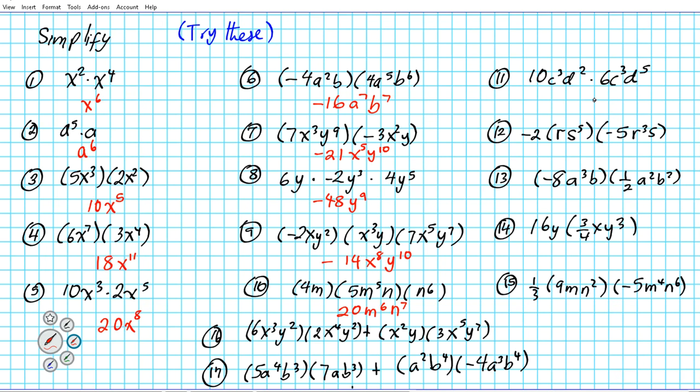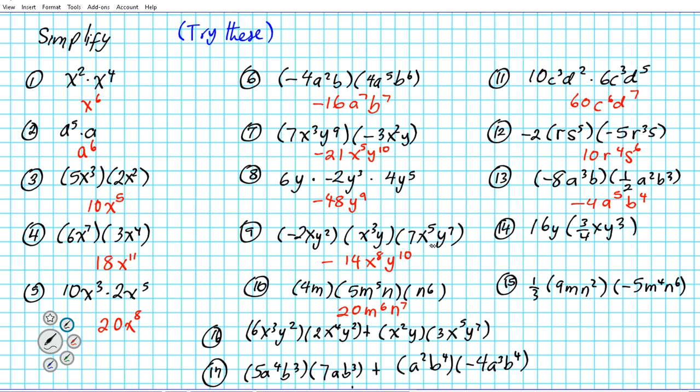For number 11, the answer is 60c to the 6th power, d to the 7th power. And then for number 12, the answer is +10 r to the 4th power, s to the 6th power. For number 13, the answer is -4 a to the 5th power, b to the 4th power. Okay, that's the 3 right there, just to make sure. So this was b to the 3rd.